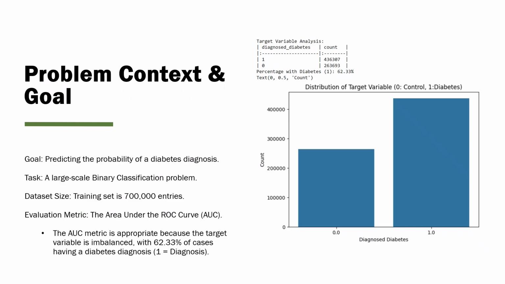The training and the testing datasets were pulled from a Kaggle challenge titled Diabetes Prediction Challenge, also known as the Playground Series S5E12. Datasets for this competition were generated from deep learning models trained on the Diabetes Health Indicator dataset. The training set had 700,000 records, and the test set contained 300,000 records. I found that the training dataset was composed of 62.33% cases of diabetes diagnosis. The primary success metric, as defined by the competition, is the area under the ROC curve, or the AUC.